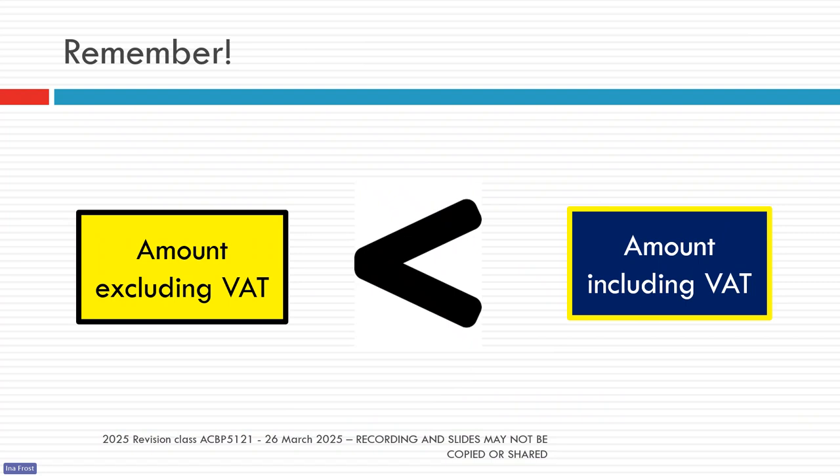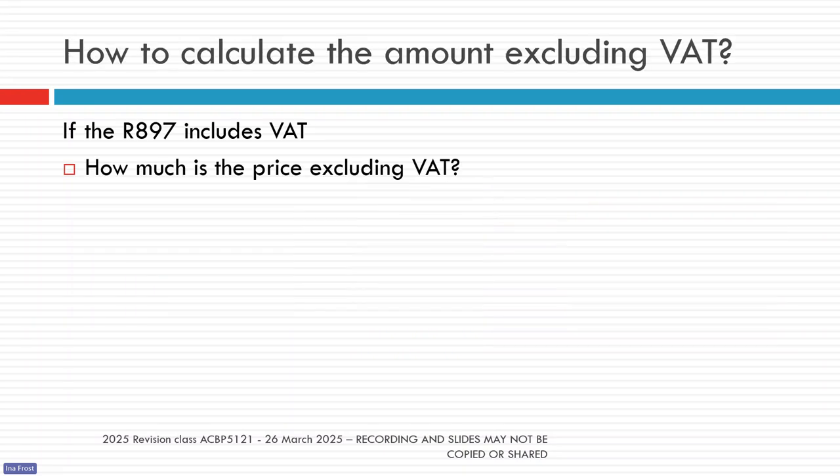As a rule of thumb, you have to remember that the amount excluding VAT must always be smaller than the amount including VAT. So if you make your calculation and all of a sudden your amount including VAT is much smaller than your amount excluding VAT, that should be like a warning bell that goes off in your mind, saying, oh, hang on, maybe you didn't do your calculation quite correctly. So always remember the amount excluding VAT is always the smaller of the two amounts.